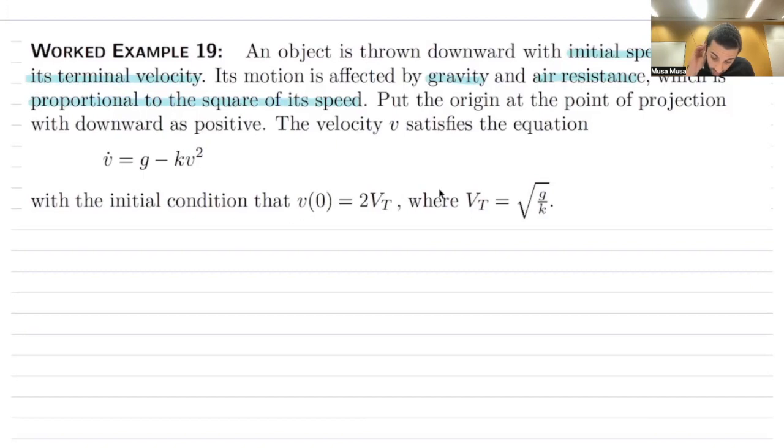Put the origin at the point of projection, downwards as positive. Fair enough. The velocity v satisfies this equation with the initial condition that v of 0 equals 2vt, where vt equals the square root of g on k. If this was me in an exam, I would not have given that square root of g on k. I would have hoped that you all listened to my point about y double dot equaling 0 when you have terminal velocity, and being able to rearrange this to get v as positive the square root of g on k. Okay, but that's just me. I think you can have a go of this on your own.